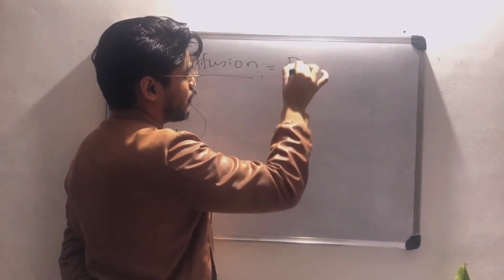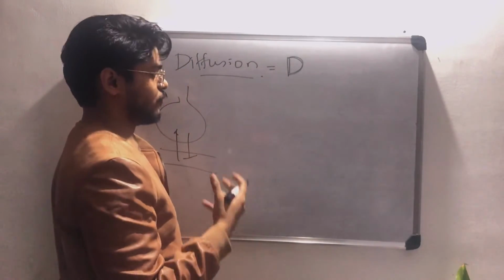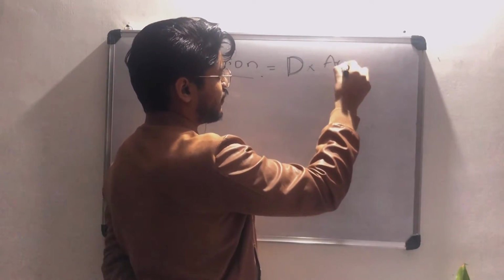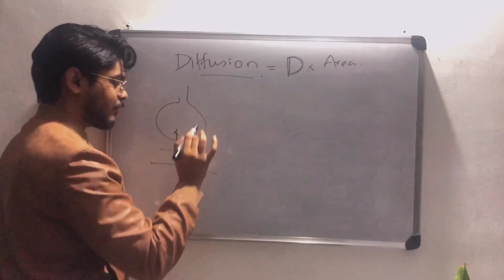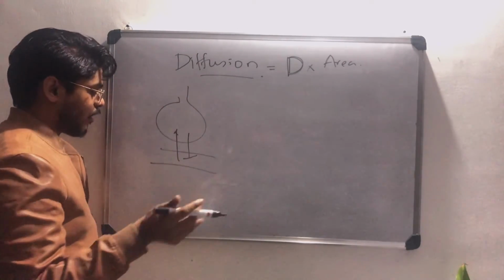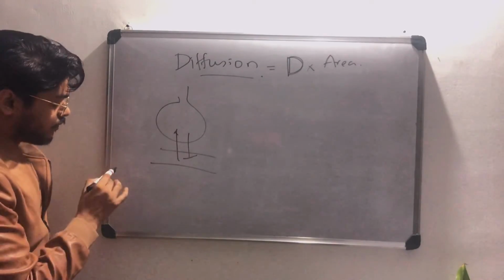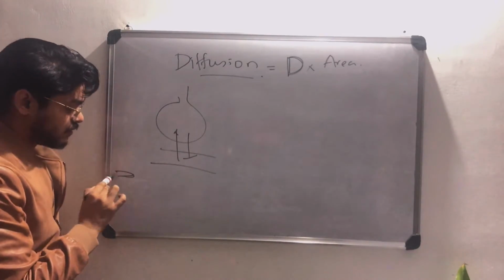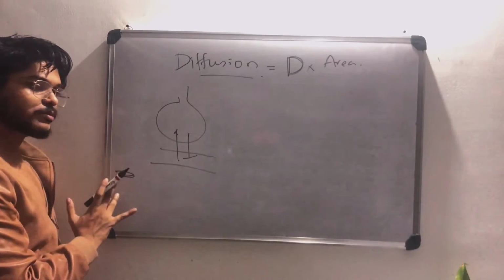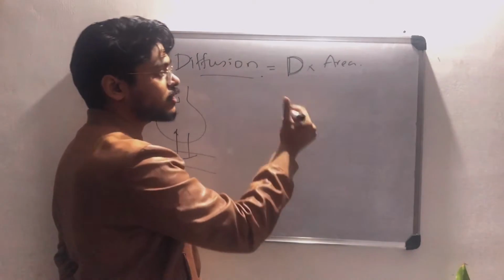First we are doing with a constant, diffusion constant, let's say diffusion coefficient, into area. We know if area for diffusion increases, then diffusion increases, right? It's the same thing if you are considering the intestine. Let's say there is villi. Villi increases the area for absorption, right? So if there is increased area for absorption, there is more absorption. Same way, if area increases, the diffusion increases.